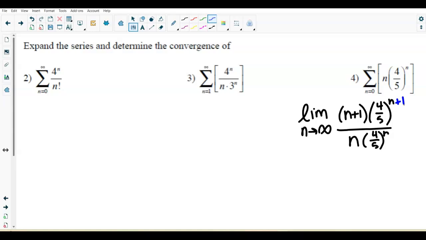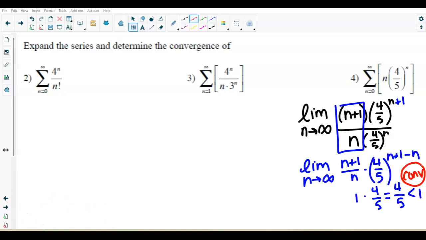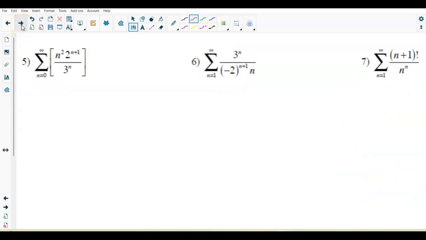So go ahead and simplify it and pause the video, and then you can play it and see what we get. All right, your final limit would be 4/5. That is less than 1, so it converges. All right, you are welcome to try 5 and 6, but we're going to end this video with 7, and then if you need extra practice from there, then we can meet on that.